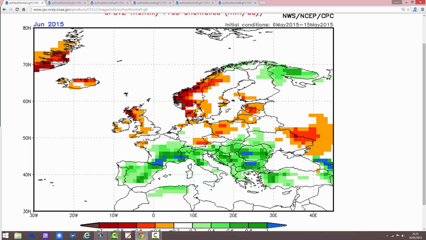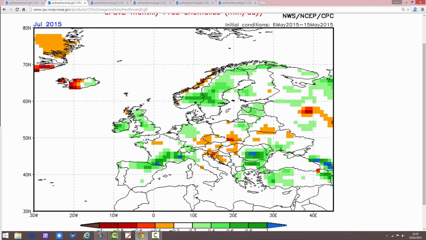Nevertheless, it would be a relatively cool and unsettled start to the summer. July looks wetter than average. You would expect it, of course, with the 700 millibar height anomaly that we were seeing. We're more or less bringing the jet stream through the country.